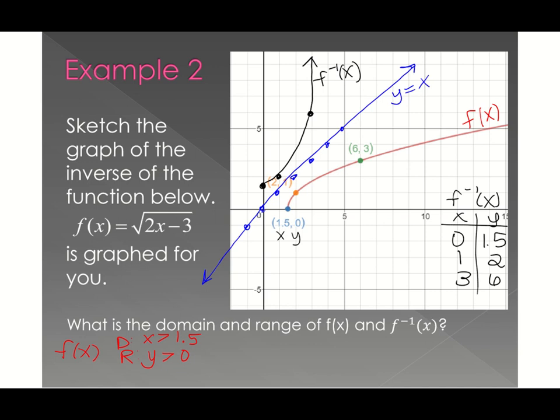So if we look at our inverse, our domain and range should just be switched because we're just switching x and y's. So if we take a look at our graph, that should make sense. Our domain is our x values, and we start at 0 and we continue on. So our domain is x has to be greater than 0, and our range, we start at 1.5 on our y-axis, so y has to be greater than 1.5. So we can see that our domain and range have just switched.